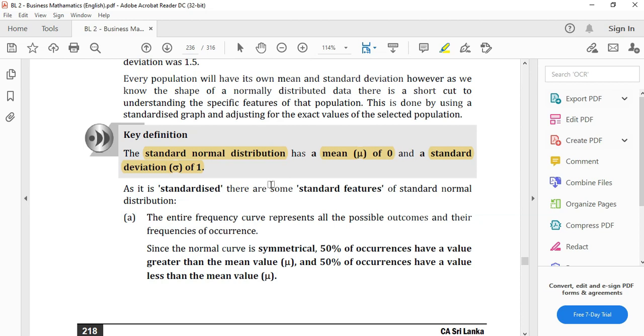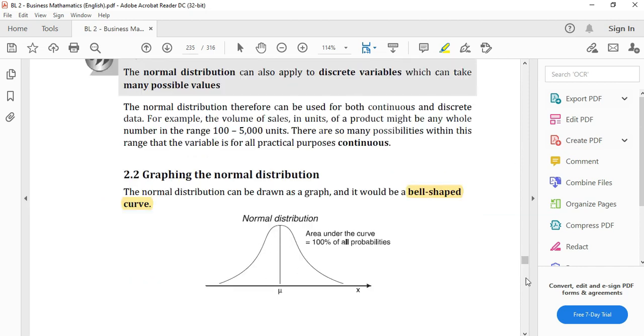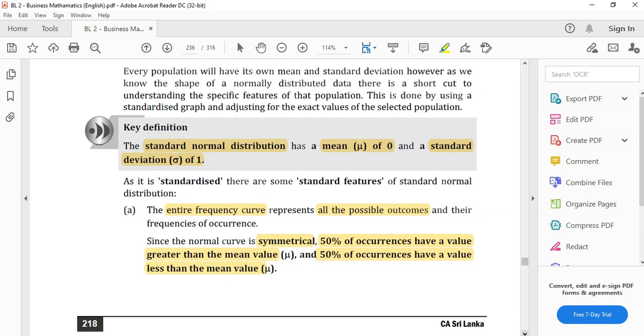The reason is that the entire frequency curve, this curve, represents all the possible outcomes. And the curve is symmetrical. So 50% of occurrences have a value greater than the mean and 50% have a value less than the mean. So basically that's why they say the mean should be 0 and the standard deviation is 1.